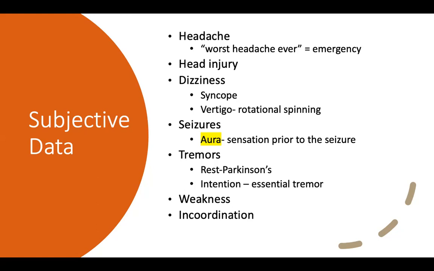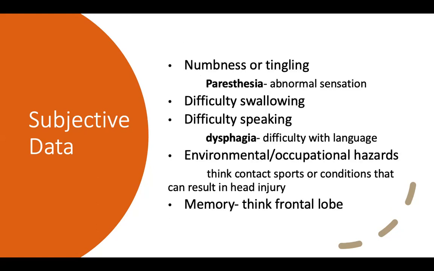And then ask about weakness, so any difficulty moving a part of the body. If somebody has had a prior stroke, they may be paralyzed or unable to move one side of their body. So that is important to know. And then you can ask about any problems with coordination or balance. When asking about numbness and tingling, you are asking really about paresthesias. That's a term that just means an abnormal sensation. They may describe it as burning or tingling. You can ask about difficulty swallowing and then difficulty speaking.